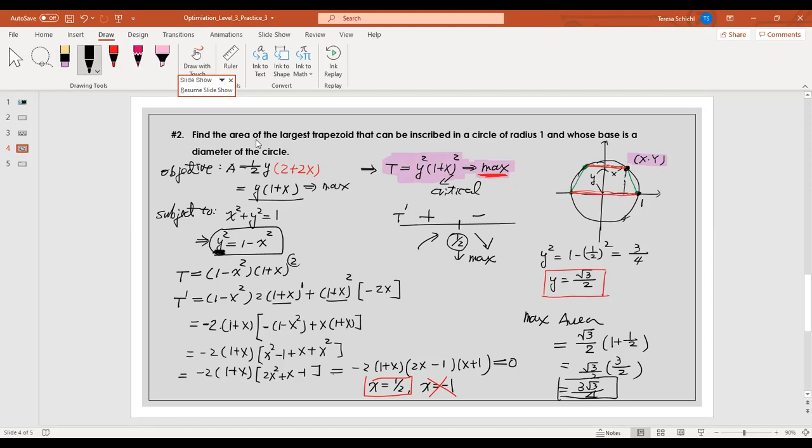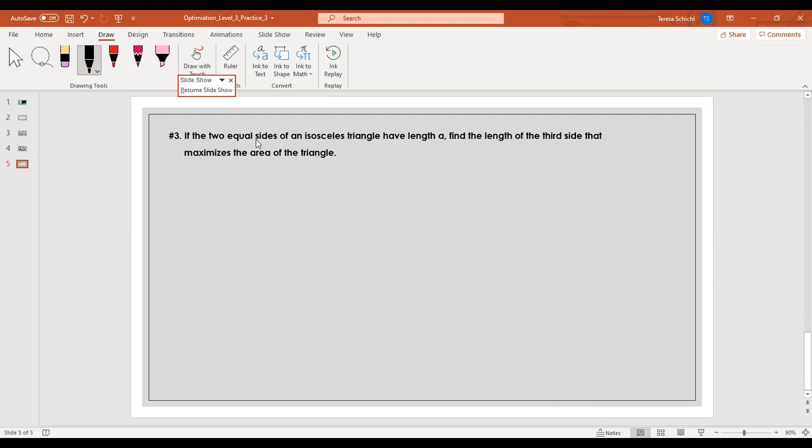All right, let's take a look at number 3. Number 3 tells you if the two equal sides of an isosceles triangle have length A, find the length of the third side that will maximize the area of the triangle. Okay, so here, this is my isosceles triangle, right? So this side is A, this side is A, right?